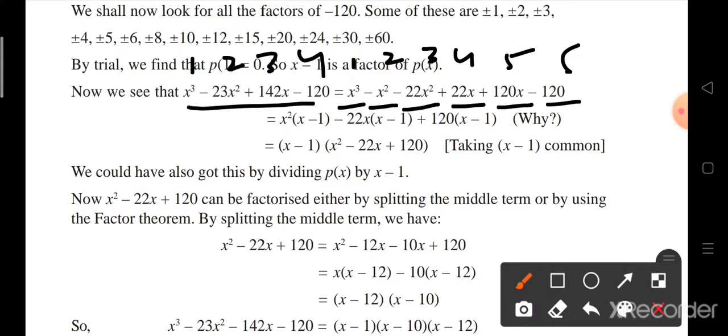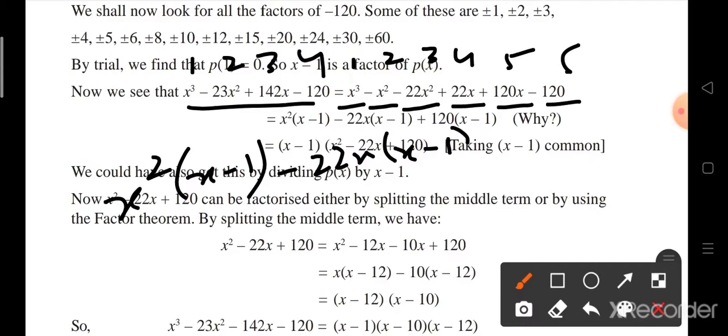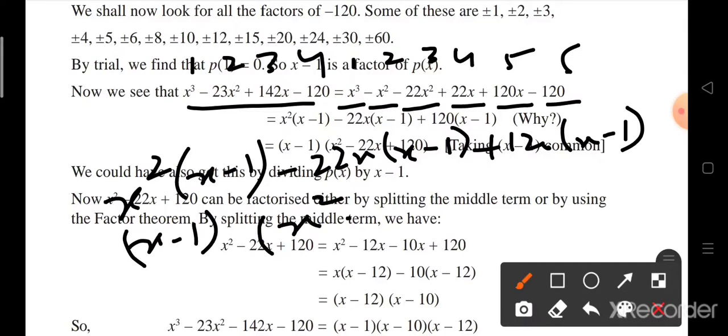Now from the first two you can take x square as common, so you will get x minus 1. From the second you can take minus 22x common, so you will get x minus 1. And from the third you can take 120 as common, so you will get x minus 1. Now from all you can take x minus 1 common, so you will get x square minus 22x plus 120.